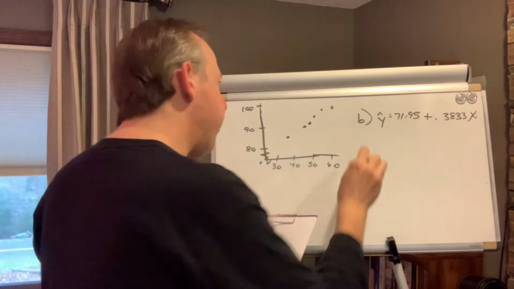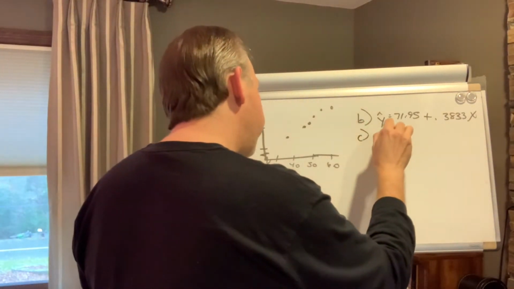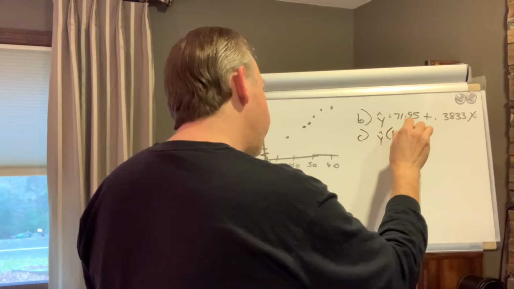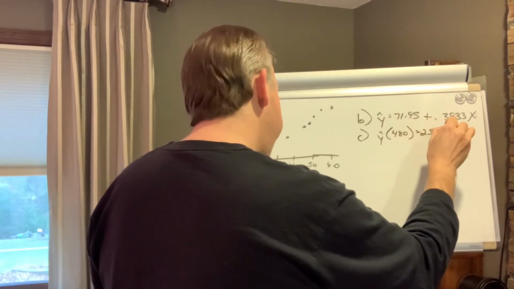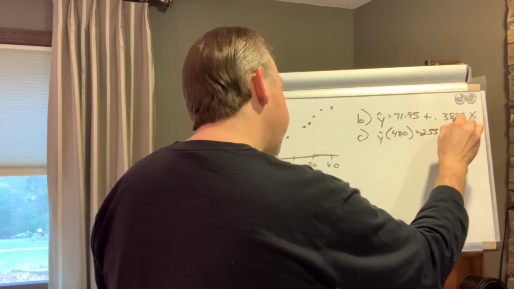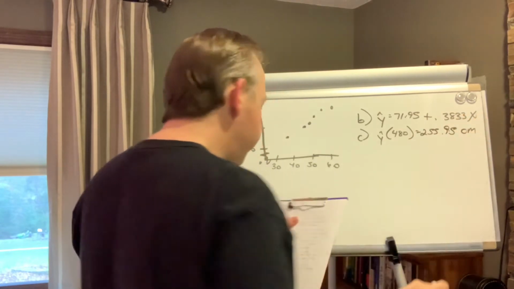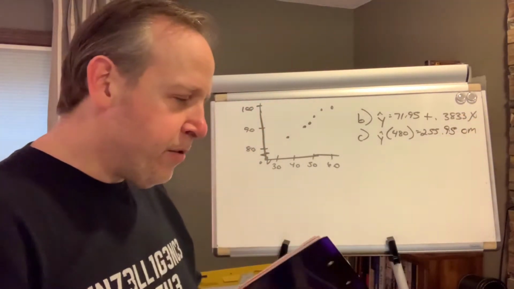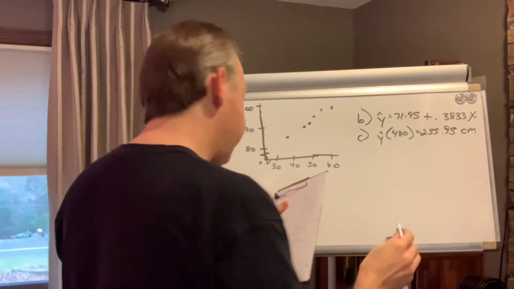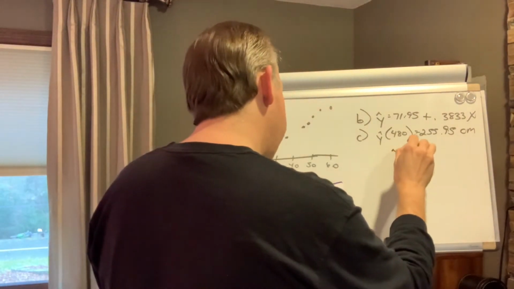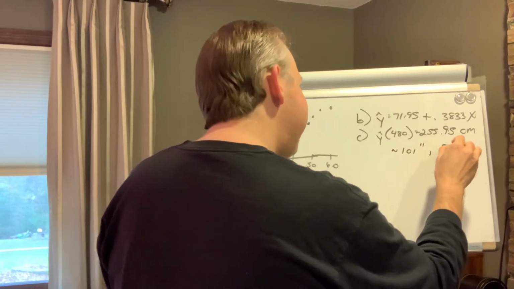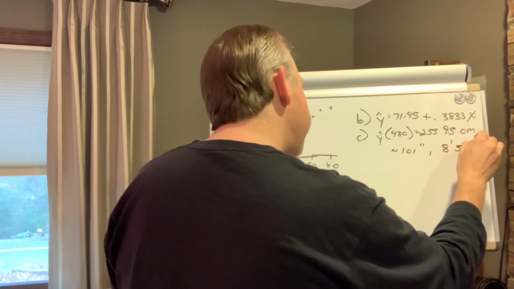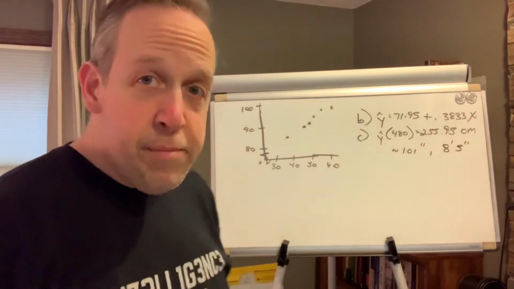We're supposed to then find out the prediction for a 480-month-old person. And we find that's 255.95 centimeters. They give us the conversion for centimeters, so you can divide by the given, and you get about 101 inches tall, which is basically 8'5". That's a pretty tall person.